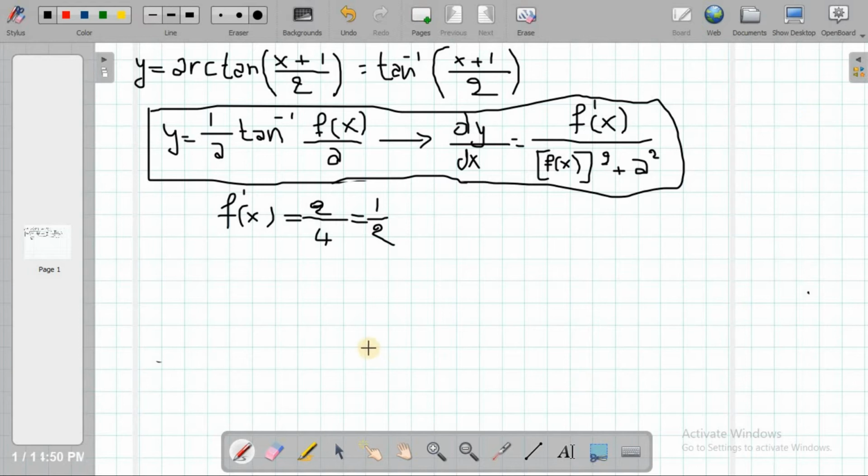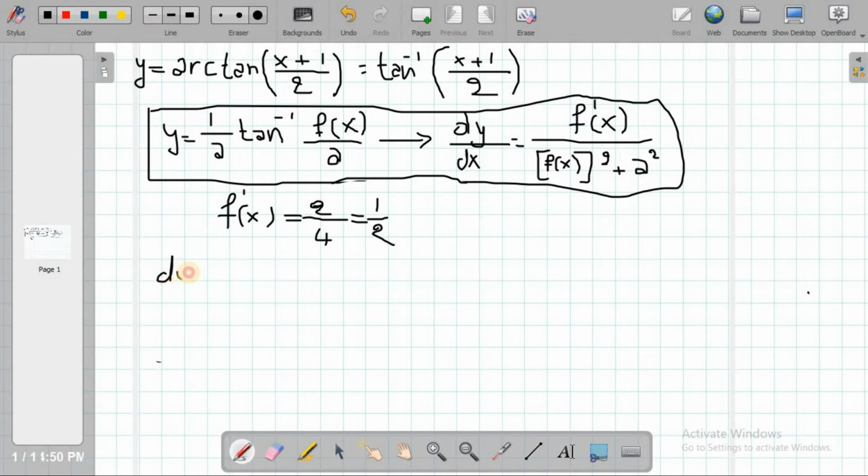So now we can see our f prime is equal to 2 over 4, which is the same thing as 1 over 2. This is our f prime. Now we got our f prime, and we know that a is equal to 1 over f(x), which is this one. So now we can write our derivative, the answer.